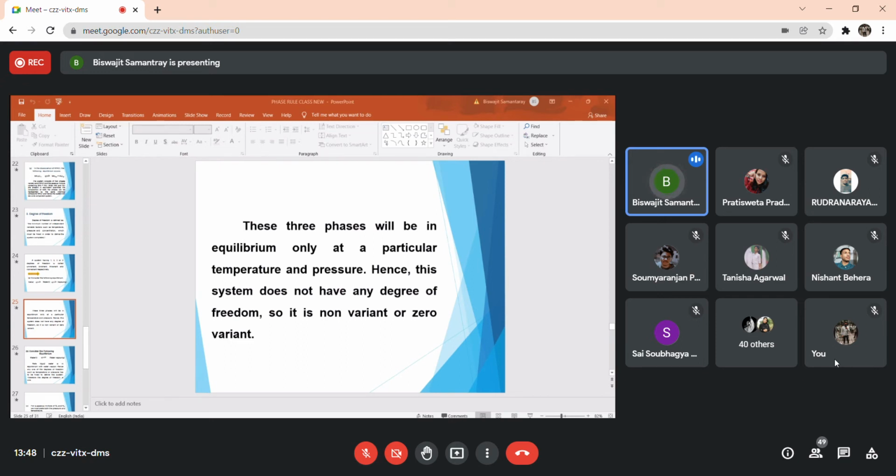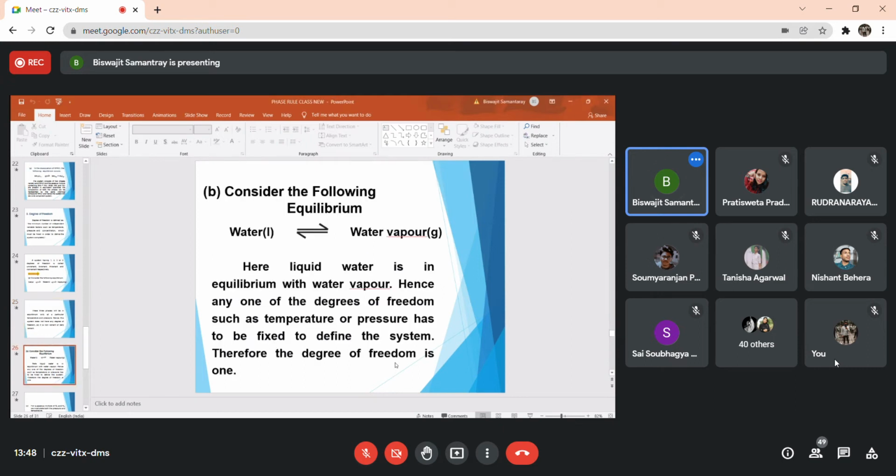Here liquid water is in equilibrium with water vapor. So hence any one of the degrees of freedom, such as temperature or pressure, has to be fixed to define a system, therefore degree of freedom 1. So if you want to define a system, you have to fix either temperature or pressure, because the degree of freedom is 1. Here P is equal to 2, component is 1, so degree of freedom 1. That means any one of the variables like temperature or pressure, you have to fix to define that system completely.